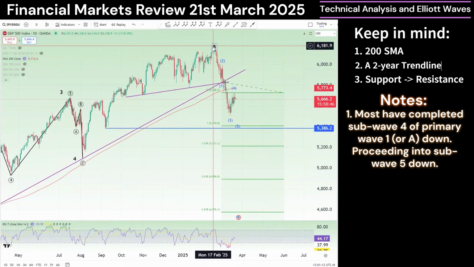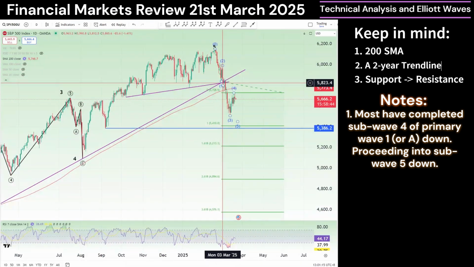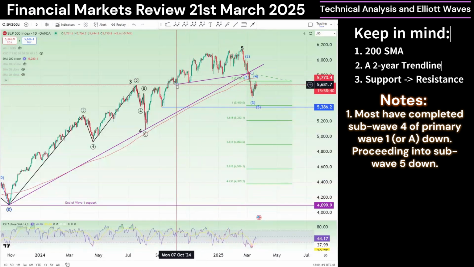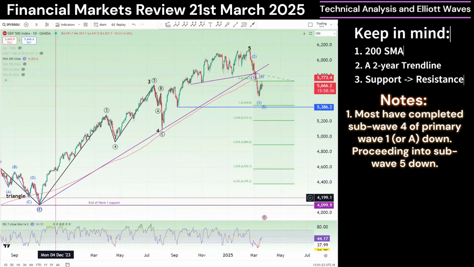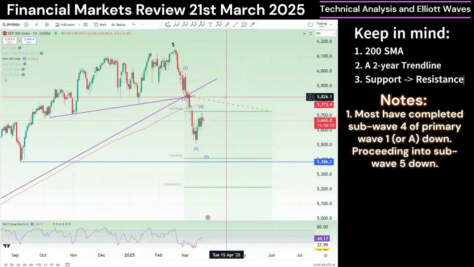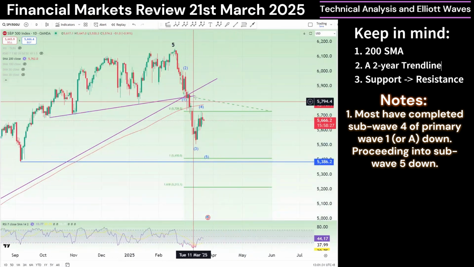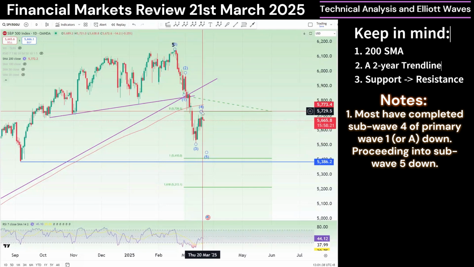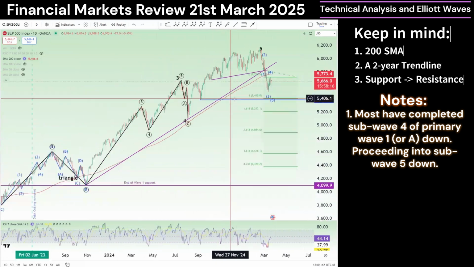When the S&P 500 broke the trend line here, it actually broke two trend lines. One is a very short term trend line from October 2024, and this one is from October 2023. So it broke two trend lines in one go. It struggled over here, went up, got rejected and came back down. Then it tried to move up into a wave four. As I said, I believe wave four is done, and we should be going to a wave five.